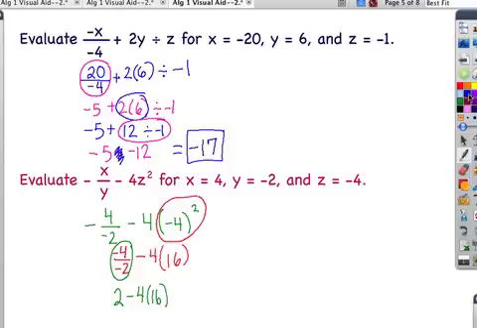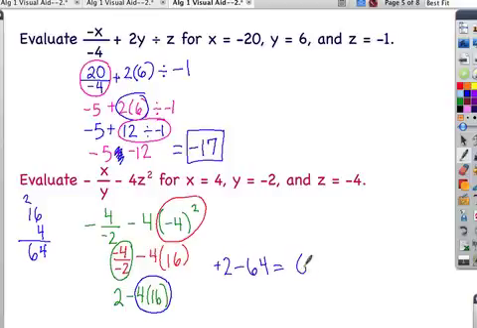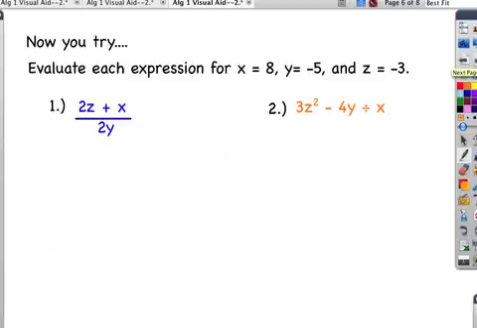Next I multiply, and I could either circle just the 4 and the 16 or circle the negative 4 times the 16. In this case, I'm going to circle the 4 times 16. 16 times 4 gives me 64. So I have 2 minus 64. Different signs, so I subtract and take the sign of the higher number, which is negative. So I got negative 62. Try these two, pause the screen, and resume when you're ready.